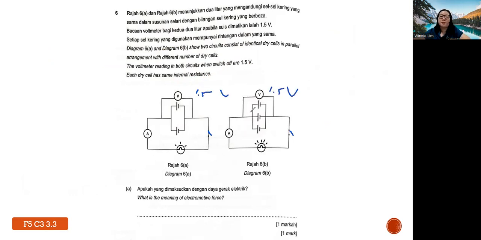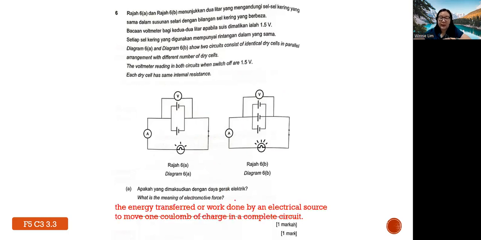So first, what is meant by electromotive force? So basically, I always say electromotive force is similar to the potential difference idea. It's just that electromotive force is for any power source like a battery or power supply. So generally it is the work done by the electrical source to move 1 coulomb of charge in a complete circuit. It is for the complete circuit one. Yeah. So this is the definition.